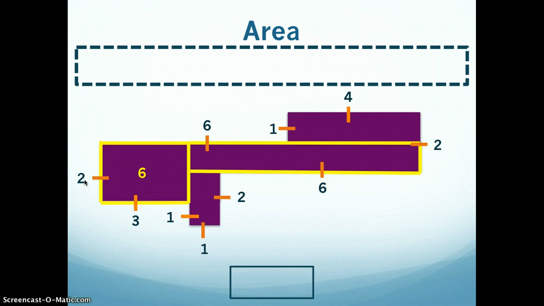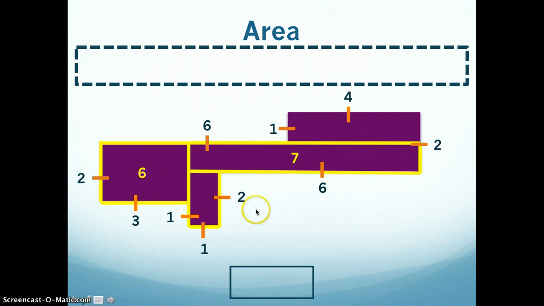Now my next rectangle is a very long one. This length from here to here is 6, but you need to keep in mind this little space on the left. That's actually a length of 1. So altogether, this is a length of 7. 7 times the width. Now, altogether, this is 2. If this one's 1, this has to be 1. So we have 7 times 1 for an area of 7.